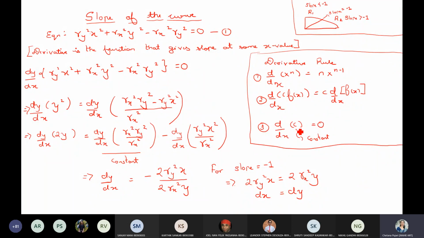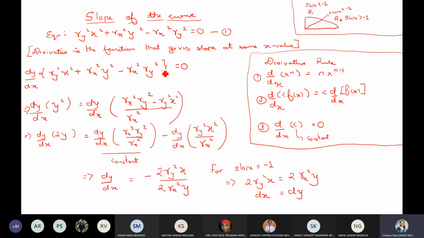Next, the derivative of any constant. If c is a constant and you take the derivative of that constant, then the derivative will be equal to 0. For any constant, the result is 0. Based on these rules, we are going to find the derivatives, or you can say the slope, for the given ellipse equation. So let's apply dy by dx to your ellipse equation.